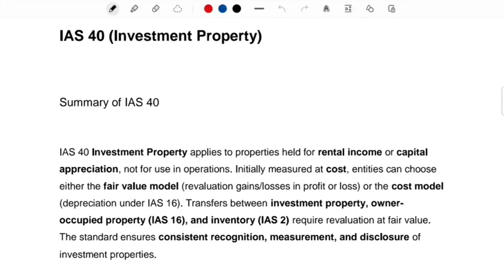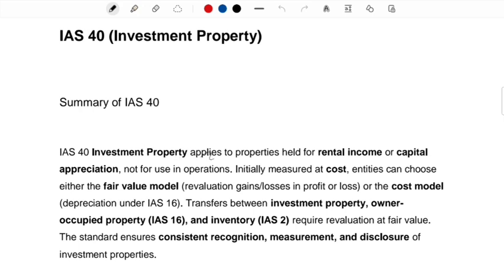I welcome you to another session in which we are going to be discussing IAS 40, which is on investment properties. Now, this standard is somewhat closely linked to IAS 16 in terms of how we deal with such kind of assets, but there are some slight differences which justifies why we have a separate standard on this property. As a summary, let's begin with what IAS 40 is.